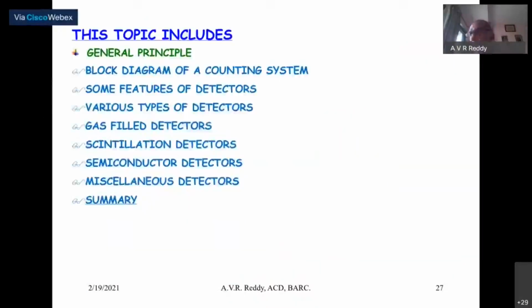The plan of the talk is that I'll give the general principle, then a block diagram of a counting system, and then some features of various types of detectors. Gas filled detectors I'll take some time on, because this is one of the important classes of detectors, which are essentially very cheap as far as the cost is concerned. Then scintillation detectors, semiconductor detectors, and of course, if time permits, miscellaneous detectors, but in all probability I'll skip it. Then I will summarize all the discussions.